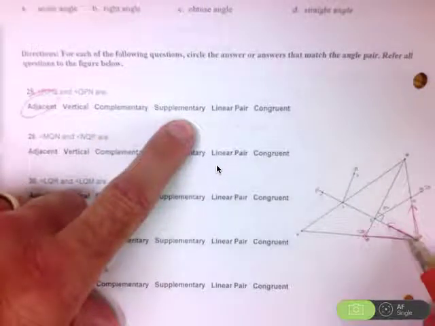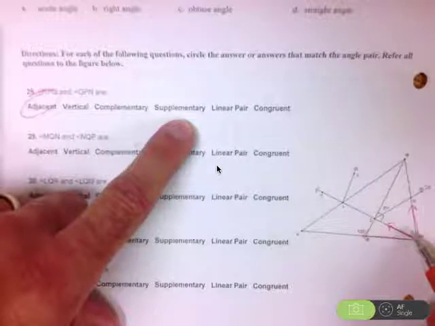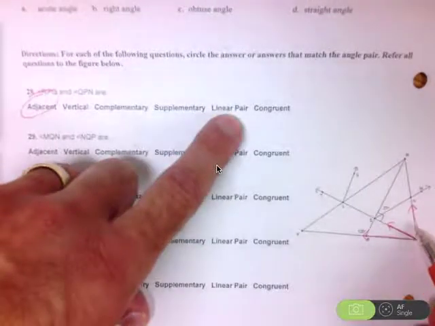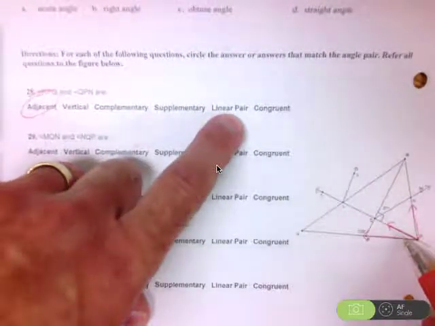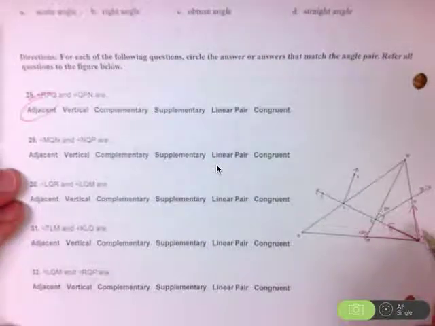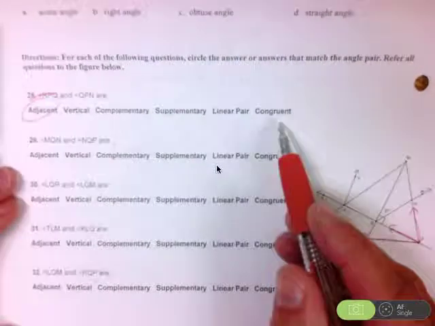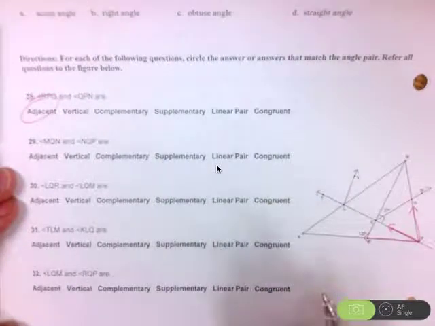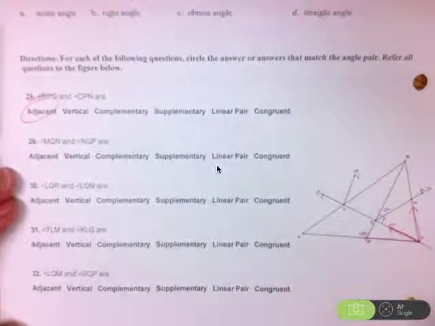They are not supplementary. They certainly don't look supplementary. I don't see them forming opposite rays. They are not a linear pair. And they're not congruent. There's no way to know what those angle measures are. So there's no way to decide if those angles are congruent or not. So in question number 28, the only answer is that they're adjacent.